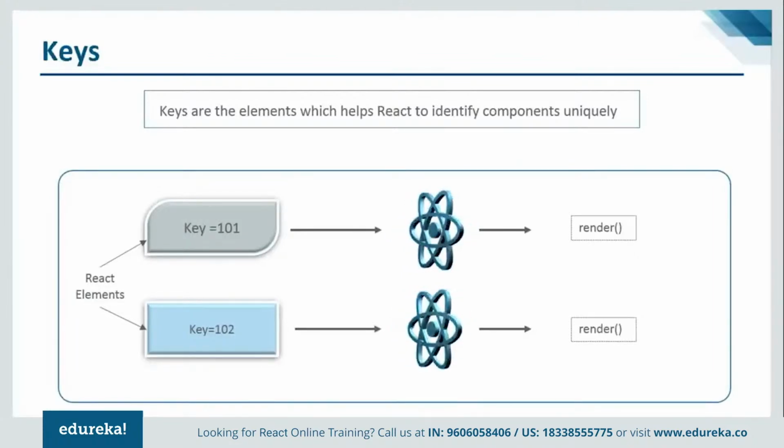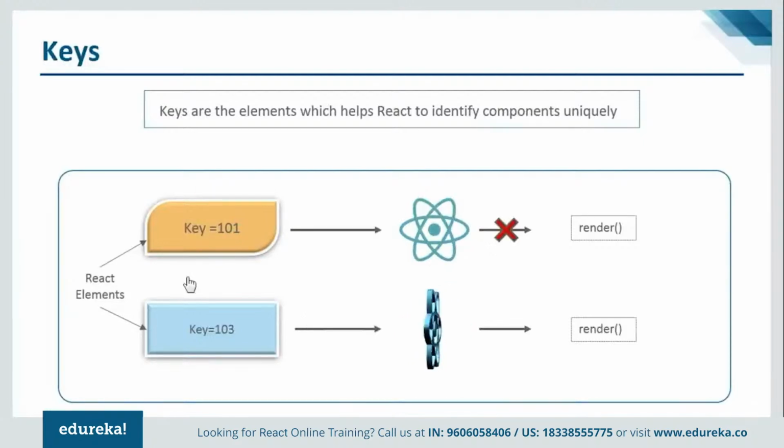But next time when we try to render them, the component 1's key value is the same, whereas component 2's key value has changed. So now React will render only the second component, not the first one, as the first component's key is the same. React will think that as the key hasn't changed, the element is the same, so there is no need to render this one, and it will go ahead and render the second component. So this is how the key works in React.